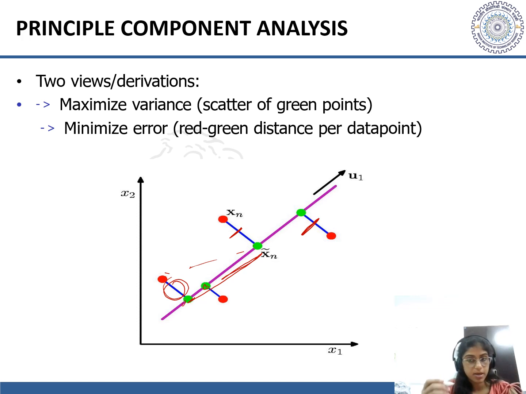So for the PCA, I am basically reducing my blue distance, the distance between red and green points, or I am maximizing the scatter of my green points.